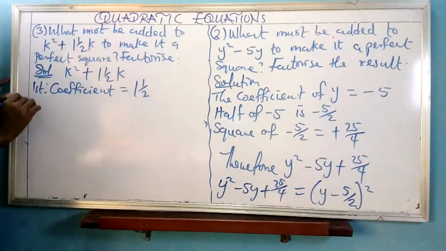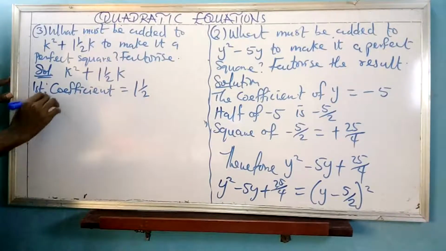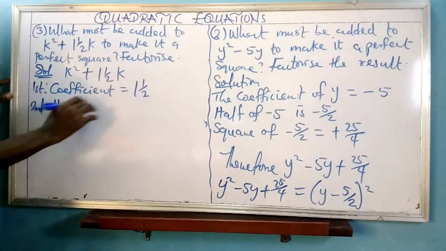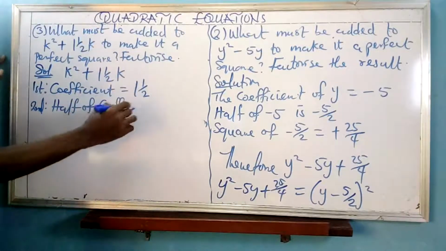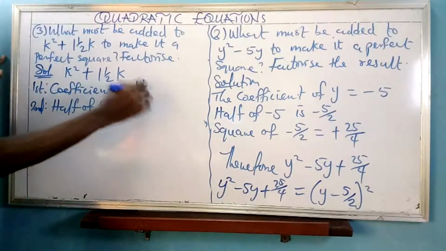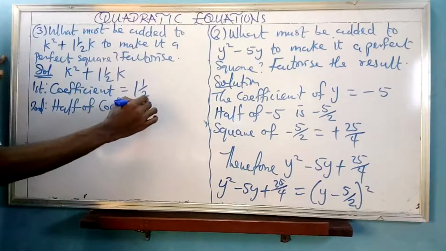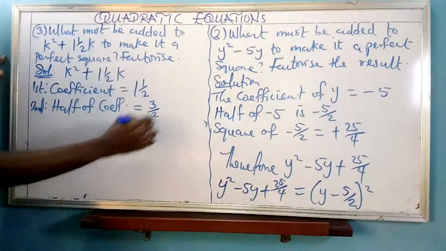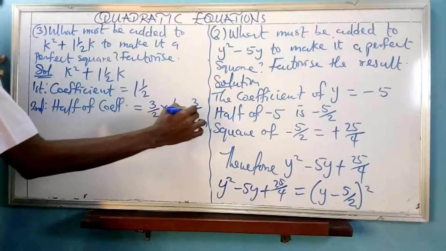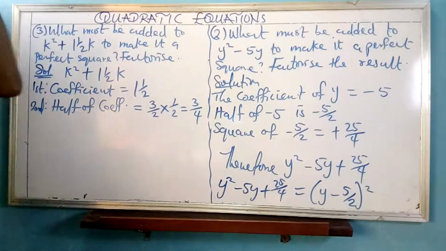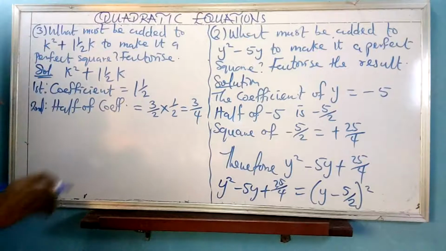Half of it will now be, that's the second step. Half of the coefficient, let's find this one, will now be what? 1 over 2 is the same as 3 over 2, change it to an improper fraction, isn't it? Times half, and that will give you what? 3 over 4. Do you get it now? We have been simplifying it further now.